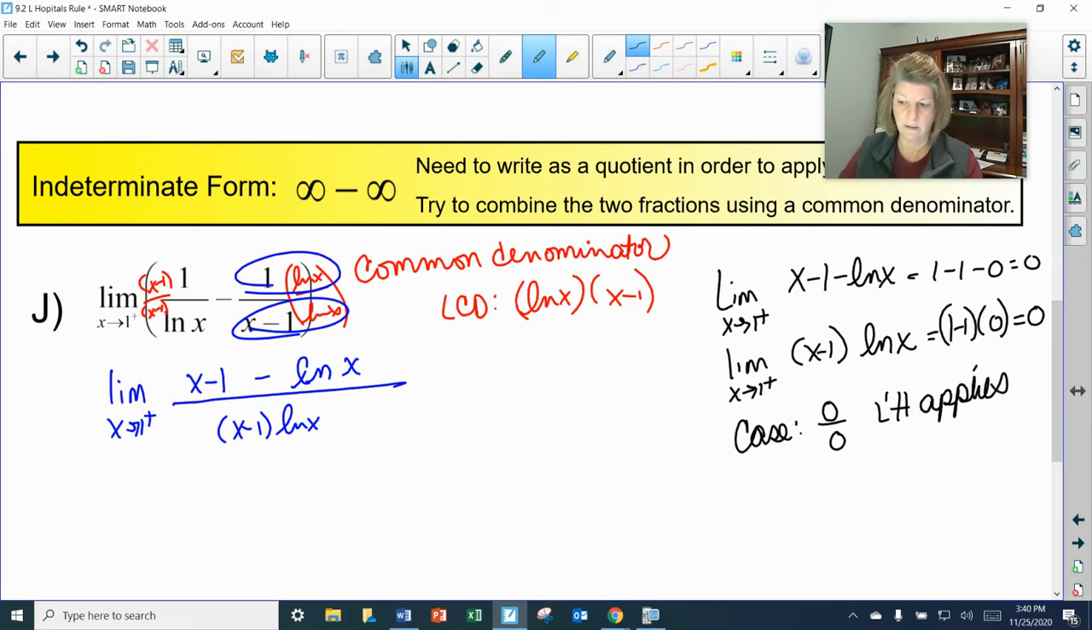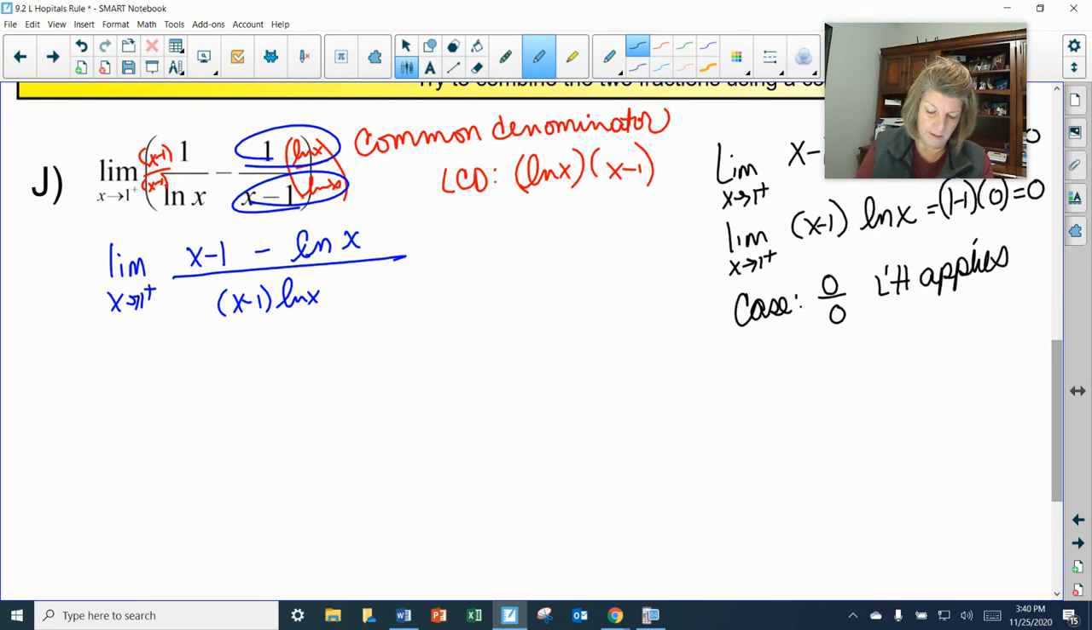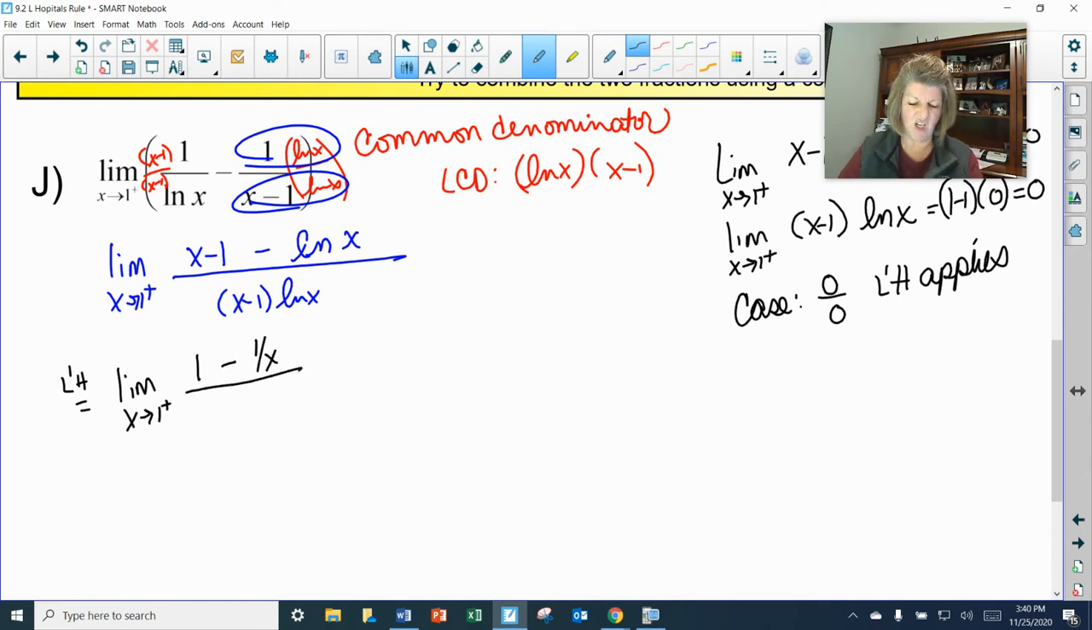So let's do some derivative work. Derivative on the top, the limit as x goes to 1 plus. Here we are continuing on our path using L'Hopital. 1 minus 1 over x. Ew, the bottom. Little product rule, eh? Okay, so derivative of the first times the second, plus derivative of the second multiplied by the first. That looks messy. I think I need to simplify.